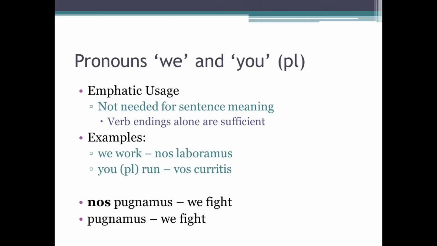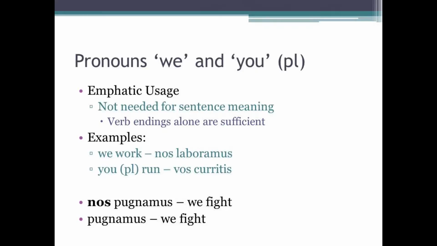Now let's have a look at the pronouns we and you, plural forms. So these pronouns in Latin are for emphatic usage, as they are not needed for the sentence to make sense, as the verb endings alone are sufficient. Some examples include nos laboramus, which means we work, but laboramus itself would also mean we work, so the pronoun nos is not needed, it's just there for emphasis.